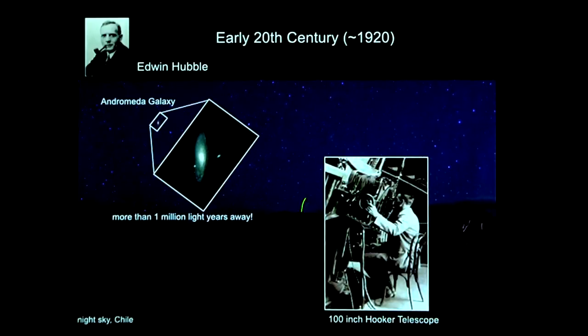But using the 100-inch Hooker telescope, Edwin Hubble was able to detect individual Cepheid variable stars in Andromeda and demonstrate, based on the period of their oscillation, he knew how intrinsically bright they were. And from that, he was able to infer a distance to Andromeda and demonstrated that it was more than 1 million light years away. Much, much bigger than the understood extent of the Milky Way disk.